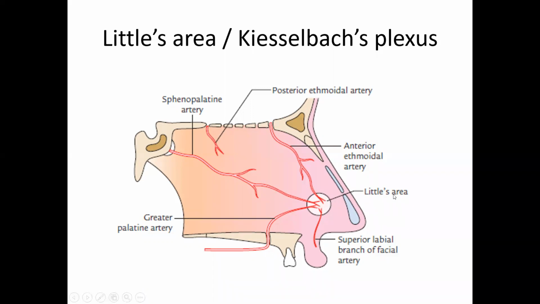This area was described by a scientist called Little, so it is called Little's area, but the plexus of vessels lying here was described by Kiesselbach. The plexus of vessels here is called Kiesselbach's plexus, and this is a site where nasal bleeds commonly occur. A nasal bleed is called epistaxis. When epistaxis occurs, you have to pinch the nose constantly for 5 minutes to stop the bleeding and allow clot formation.